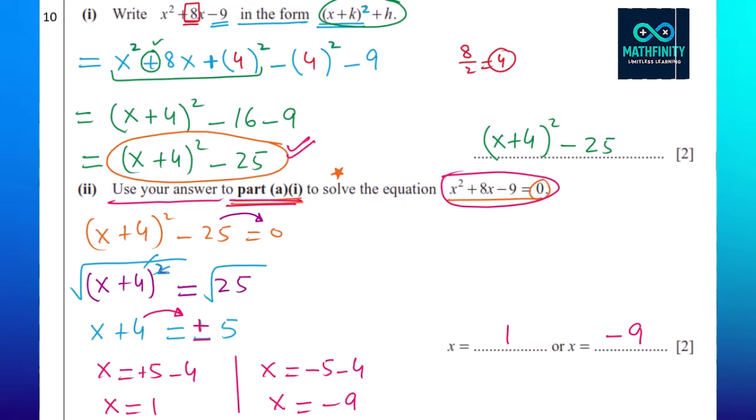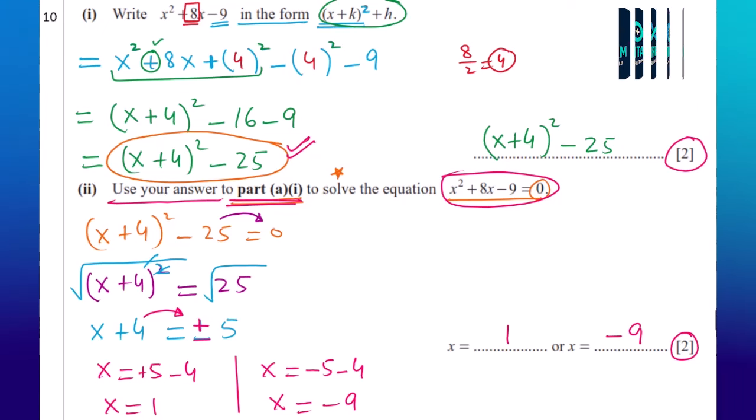Do the practice. Look, 4 marks: 2 marks by completing the square, and 2 marks for using the same answer to solve the quadratic equation and finding the values of x. Hopefully guys you understand properly how to solve a quadratic equation by factorization, by formula, and by the completing the square method.